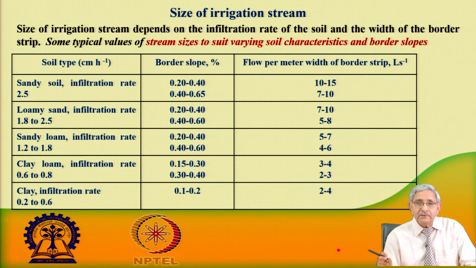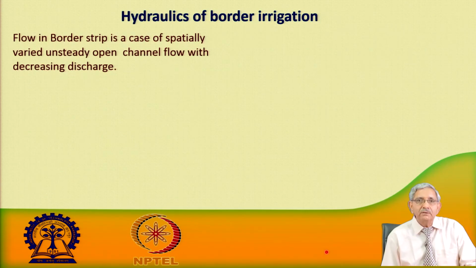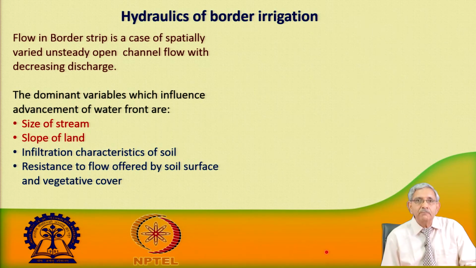So, let us say that if the width of the border is 15 meter, then the irrigation stream size will in that case be 50 liter per second. So, depending on the type of soil, one can select the width and the stream size.